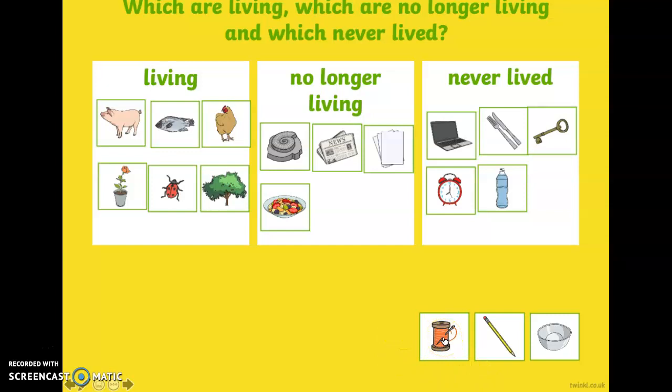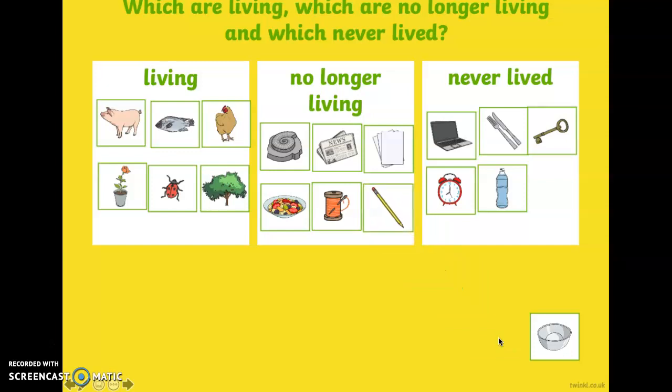Cotton thread came from a cotton plant, so it's, you said it, no longer living. All right, how about a pencil? Came from a tree, no longer living. And of course, a bowl, we know, never lived. All right, boys and girls, no longer living, things that were once alive, things that never lived, usually man-made, and living, well, that's pretty easy. Just like you, they're living.